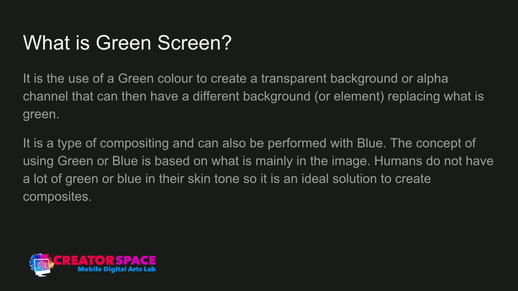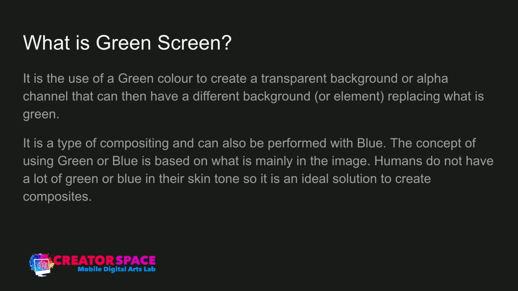Here are just a little bit more notes so you can see that the concept of using green or blue is based on what is mainly in the image. Humans generally don't have a lot of green or blue in our skin tone, except if we're painted green as a character, or in our costumes. That's why it's been used as an ideal solution to create an alpha, and that means an outline. By removing just the green, you get a nice clean outline without doing a lot of work.